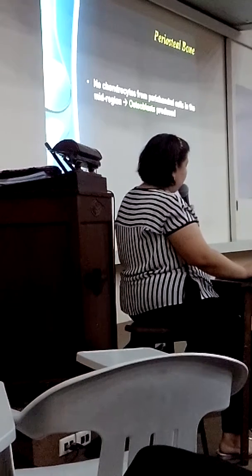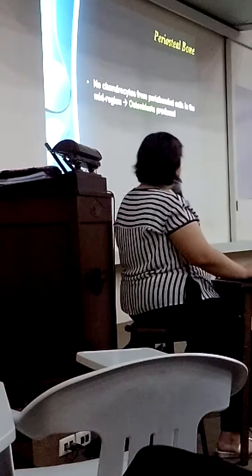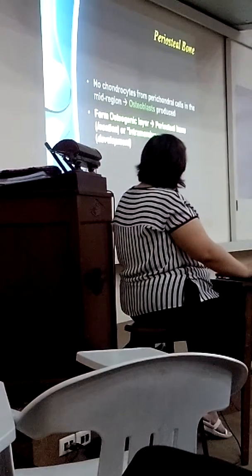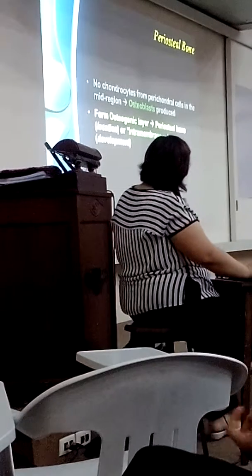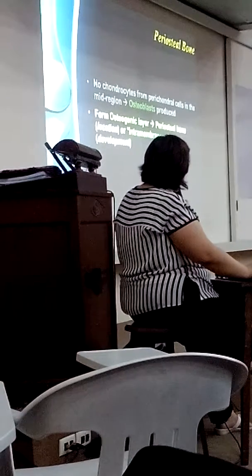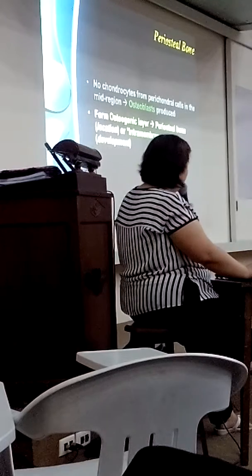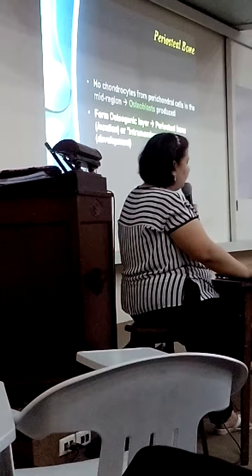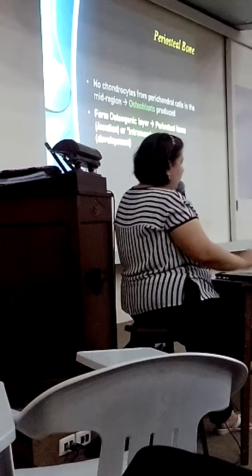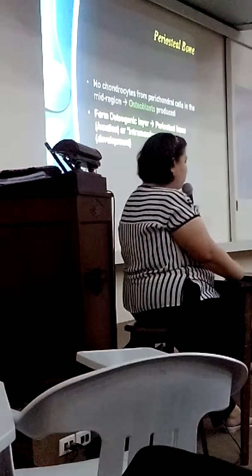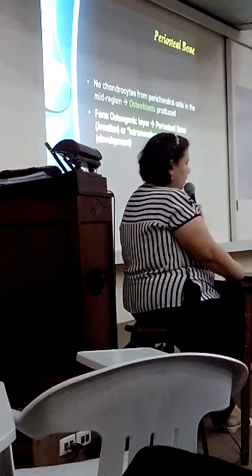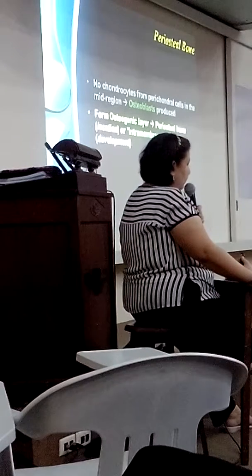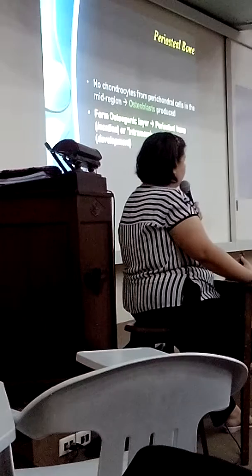So there are no chondrocytes from the perichondral cells in the mid-region. Osteoblasts are being produced, so they form the osteogenic layer. So we identify the periosteal bone in terms of its location, and then we say it's intramembranous bone because of its mode of development. So why do we say intramembranous bone when we're talking about endochondral bone? It's because in the long bones, there's also intramembranous ossification happening.